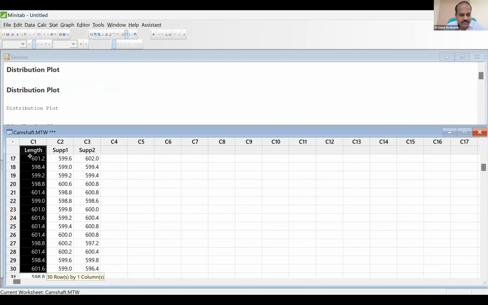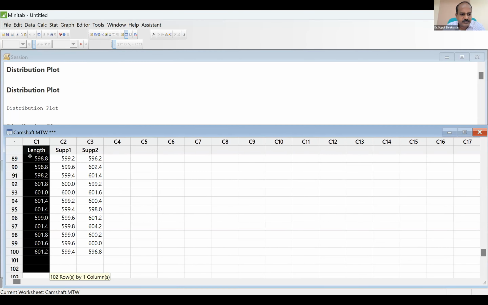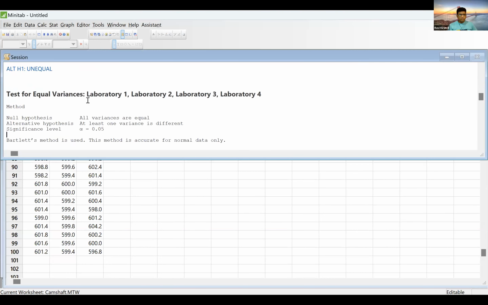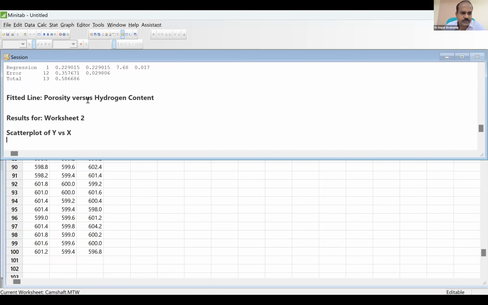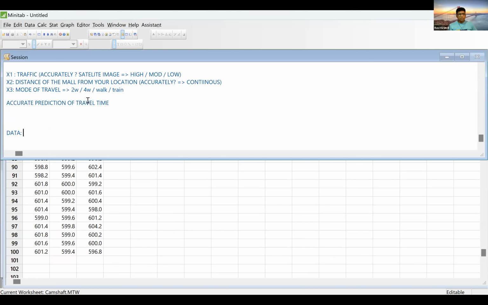Now here, the camshaft data. First column reads length. How much data is available? 100. 100 data. Now, the data is the length of camshaft. Please tell me, length of the camshaft, is it measurable? Yes, sir. That means this is continuous data.